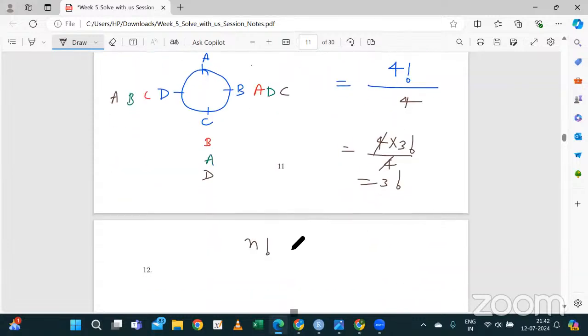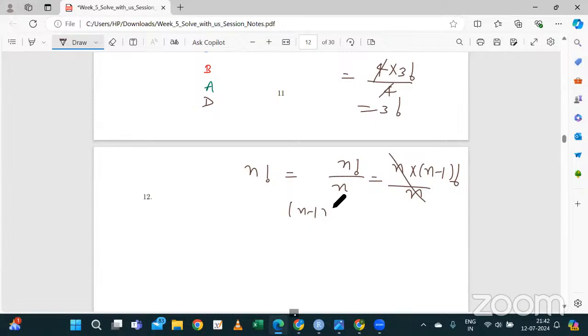The same is happening in the case of n. So it's n factorial. Since we are doing it in a circular manner, it will be n factorial divided by n. So it will be n into n minus 1 factorial divided by n. The n will get cancelled out, and we are getting n minus 1 factorial. So this is the case when clockwise and anti-clockwise are different. I'm writing C and AC: clockwise and anti-clockwise are different.